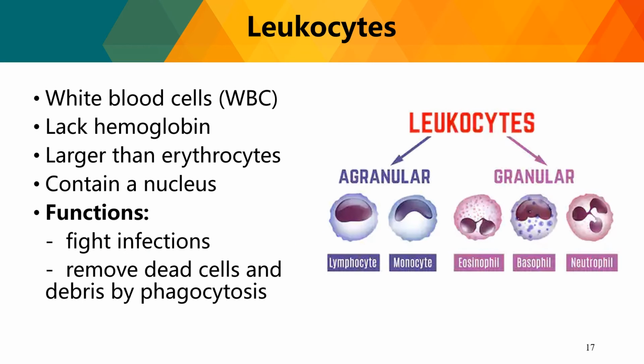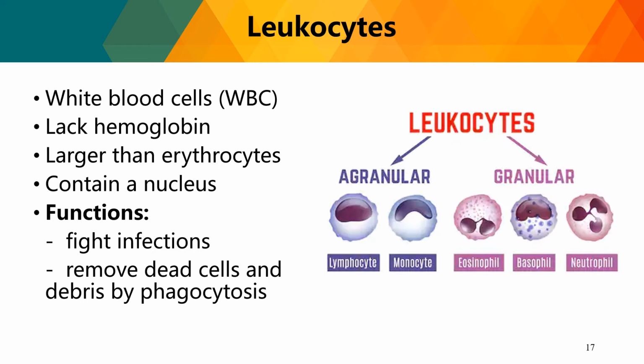So next we have your leukocytes. So leukocytes are what we call also your WBCs, or white blood cells. So in this one, their difference with the red blood cells is that they lack hemoglobin. So they don't really have hemoglobin on them. So they are larger than the erythrocytes, and they contain nucleus. So the functions of the leukocytes are more likely to fight infections and to remove dead cells and debris by phagocytosis.